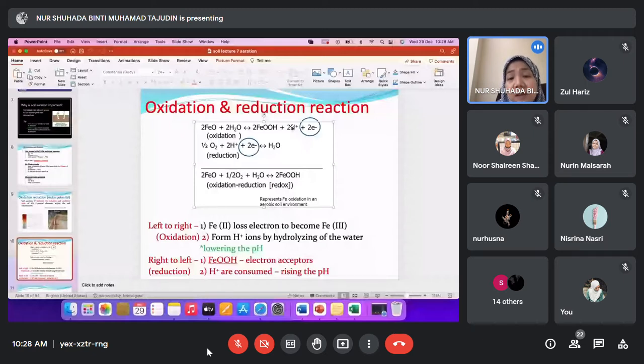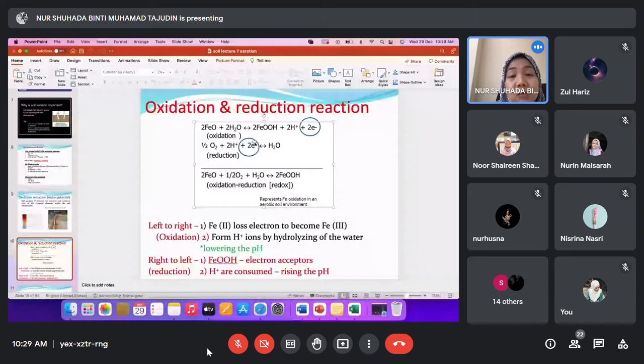So when the Fe3 changes into Fe2, the electron will be captured by the oxygen. So this is when the process of reduction occurs. The oxygen acts as an electron acceptor. Dia terima elektron ni. So oxygen ni diturunkan jadi H2O. That's why oxygen will be more depleted in the soil environment, because oxygen ni dah diturunkan, because it accepts the electron. While the process of oxidation is actually dia buang electron. In reduction, the oxygen will receive the electron.